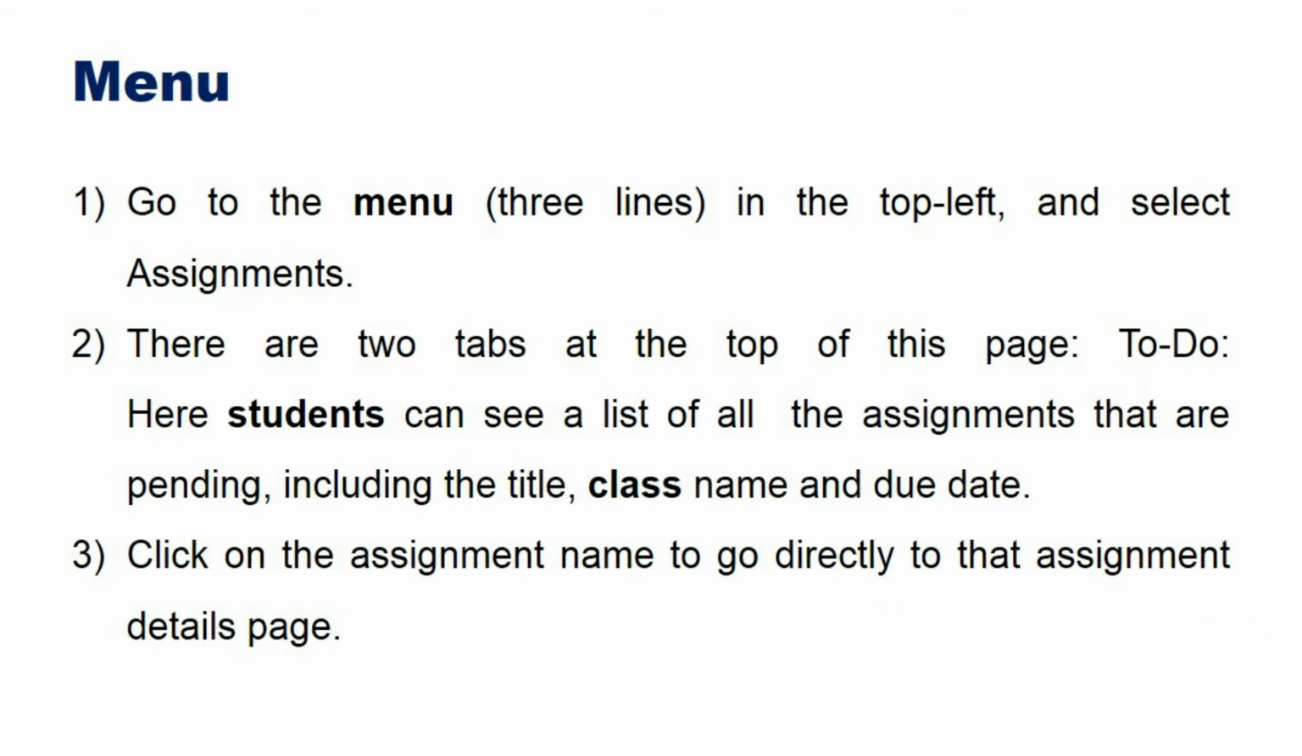Menu. Go to the menu in the top left and select Assignments. There are two tabs at the top of this page. To do. Here, students can see a list of all the assignments that they are pending, including the title, class name, and due date. Click on the assignment name to go directly to that assignment detail page.